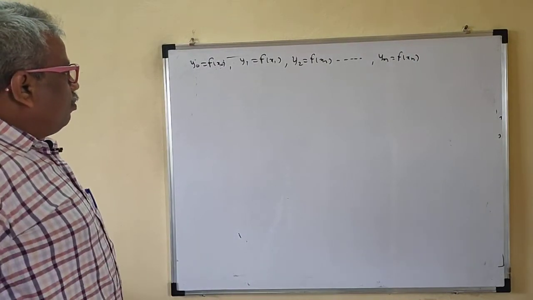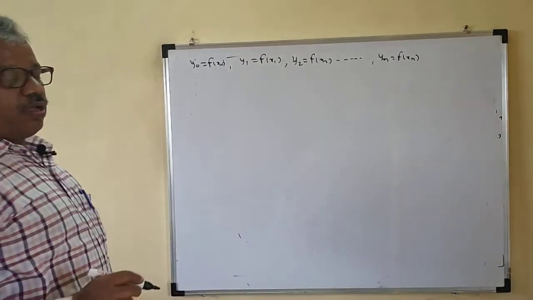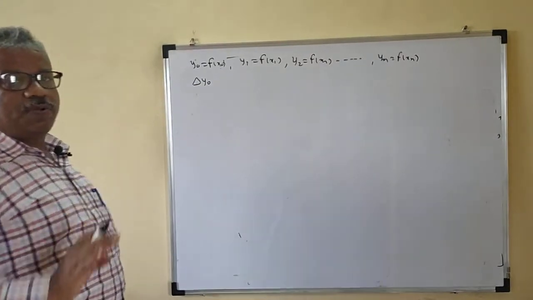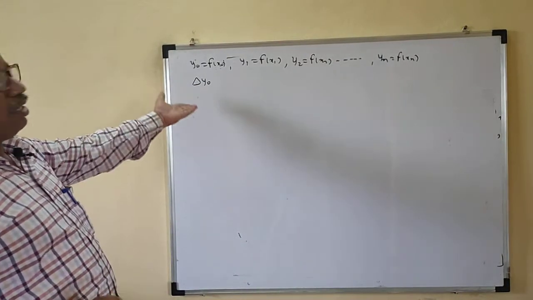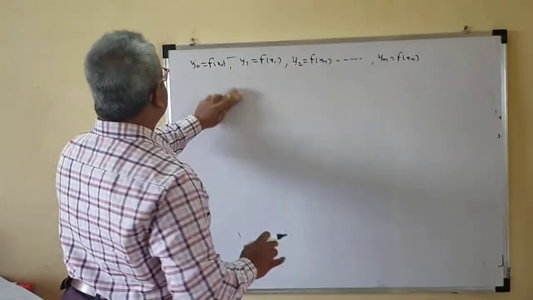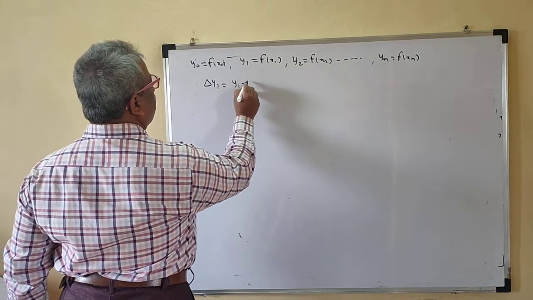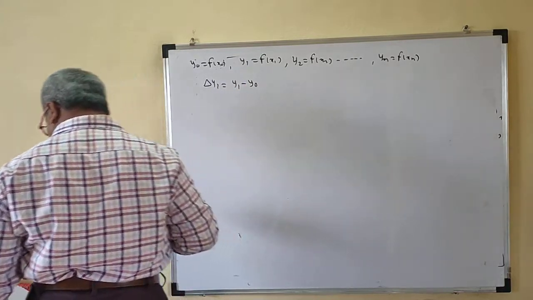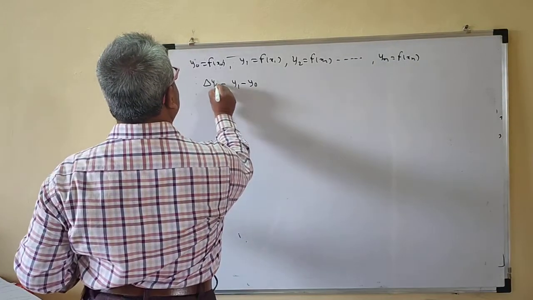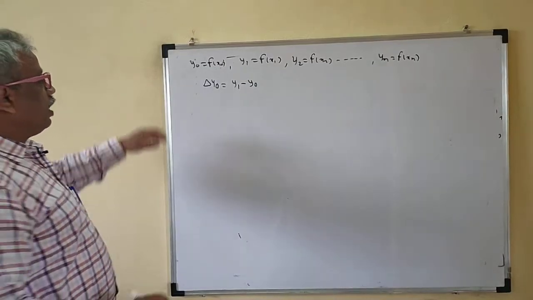Okay, now we will find. You cannot find delta y0 for the first term, because for y0 there is no previous term. So you can find delta y1. You have to find only delta y1. So delta y1 is what? y1 minus y0. Okay, you can find delta y0 here.